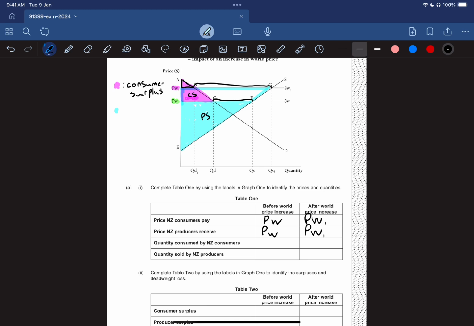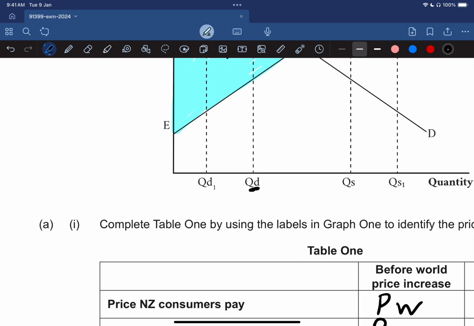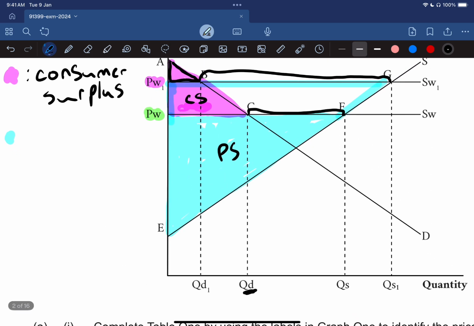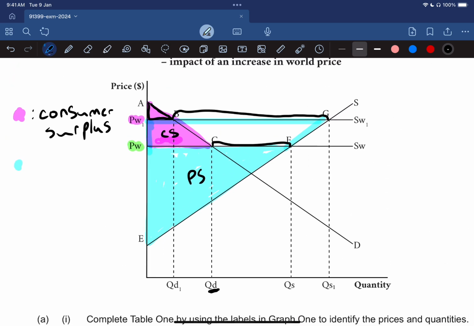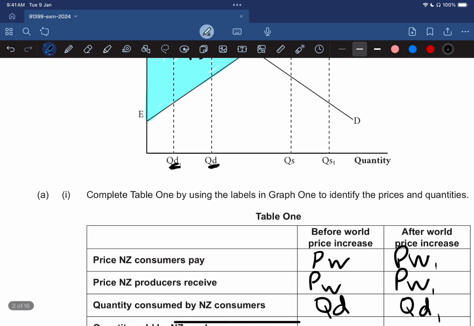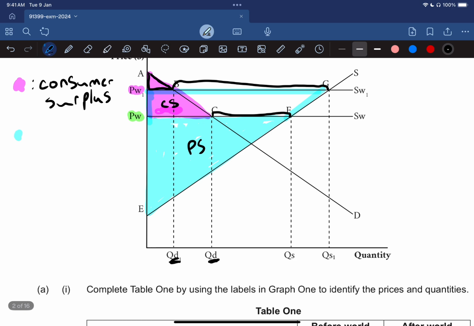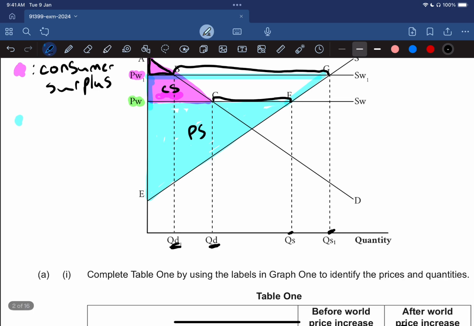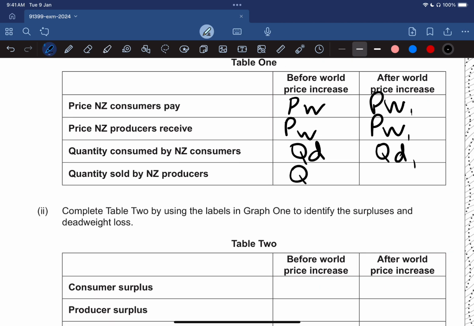Quantity consumed by NZ consumers, that's just going to be quantity demanded, right, guys? So originally it was QD before the world price increase. Now after that world price increase, it's decreased to QD1. So again, pretty straightforward, just writing that in there, QD to QD1. Likewise for the quantity sold by NZ producers, it was originally going to be QS, now it's going to be QS1. So we'll go and put that in there now.